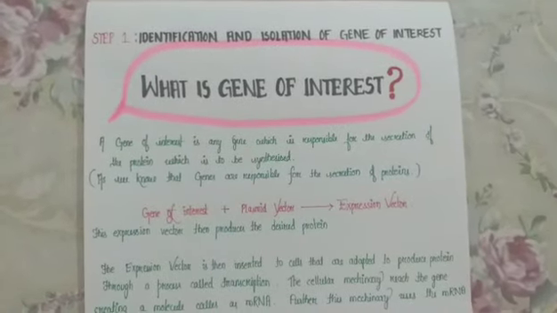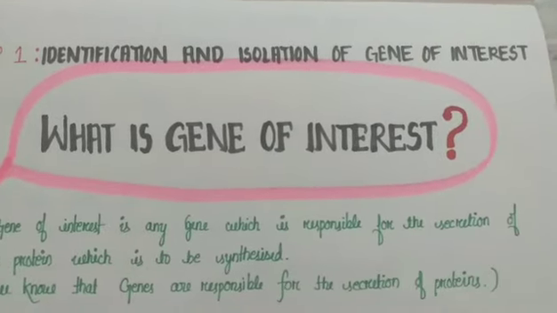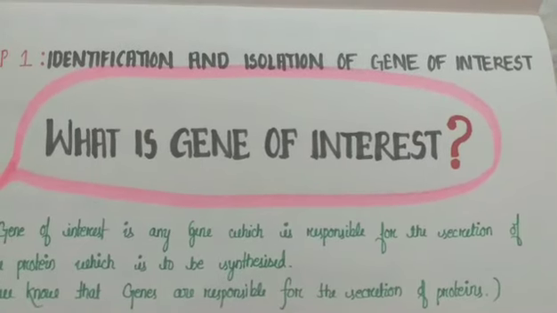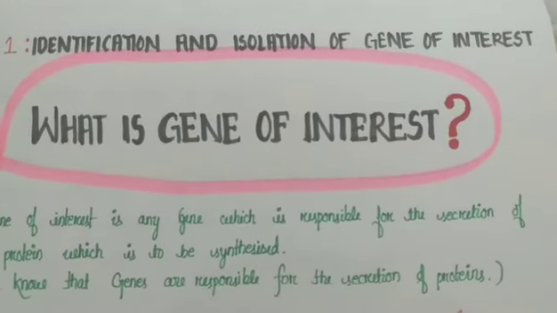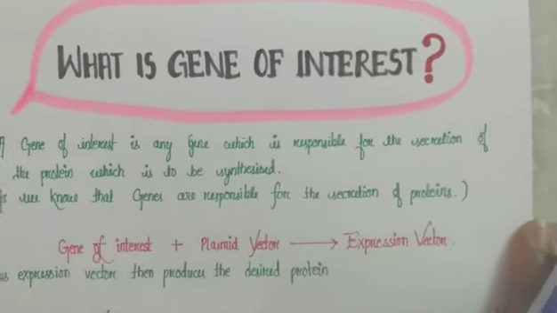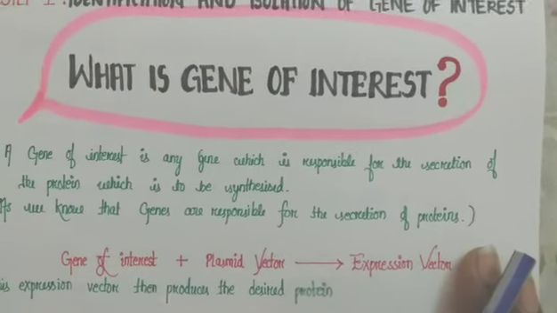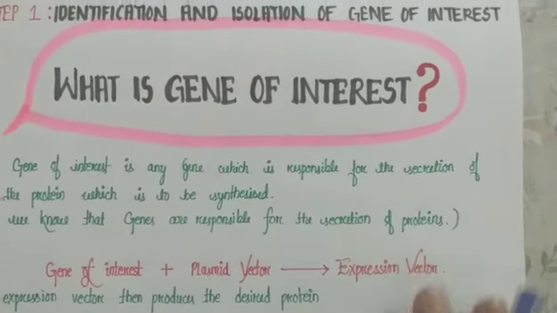So once again I am summarizing the topic: we can isolate the gene of interest by identifying it, and the gene of interest is the gene which is responsible for the secretion of the protein which is lacking in somebody's body, which we require in a large amount, but it is not present in a large amount. So in order to get it in a large amount, we need to identify and isolate that gene of interest. That gene which we are taking is our gene of interest, it's obvious.